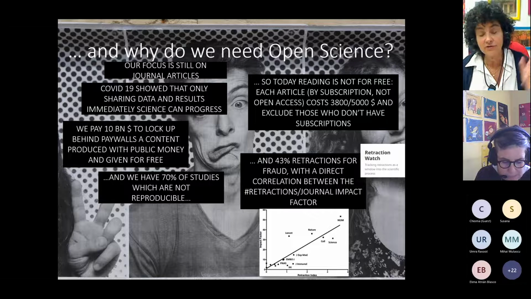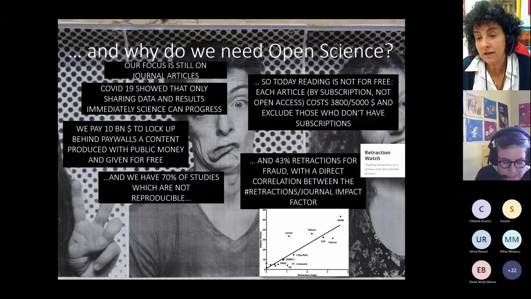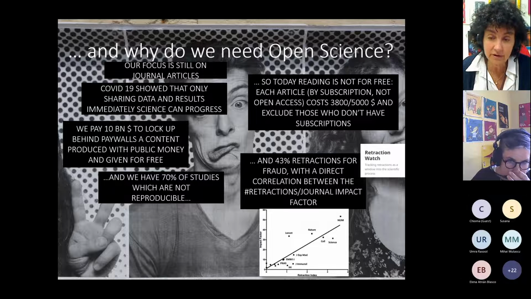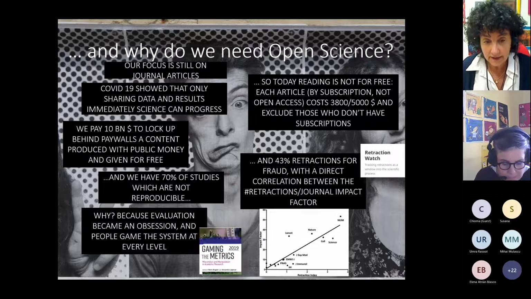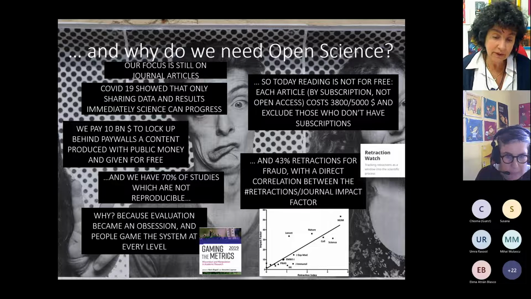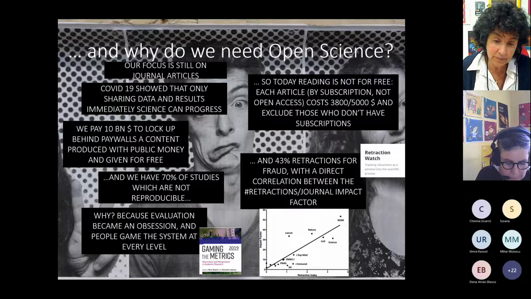Let's say prestigious journals are not publishing good science. And why is that? Because if current research criteria ask you to do anything to publish in a high impact factor journal, you do literally anything, including falsifying or fabricating data. And that's because evaluation became an obsession and people game the system at every level. Gaming the Metrics is the title of a book edited by Mario Biagioli and Alexandra Lippmann, which I really suggest you read.